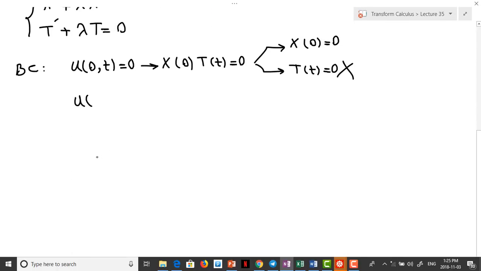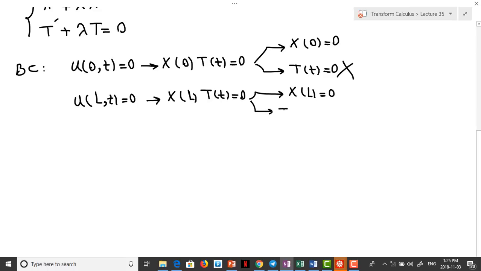So we have u of L and t is equal to 0. As a result, X of L times T of t should be equal to 0. It means that either X of L is equal to 0 or T of t is equal to 0. Again, T of t cannot be equal to 0. As a result, X of L should be equal to 0.